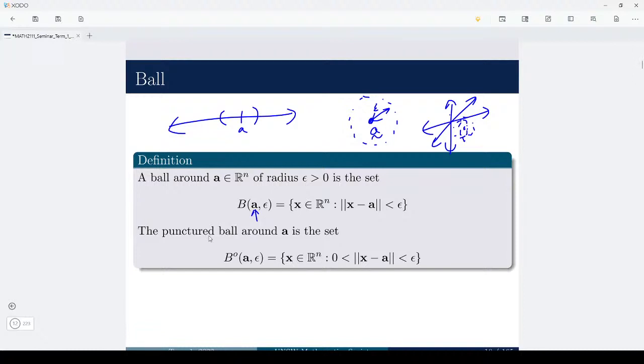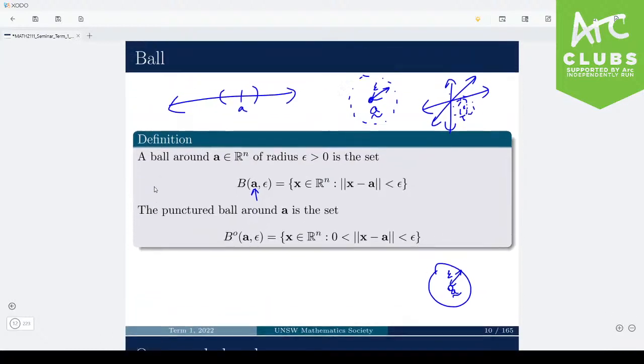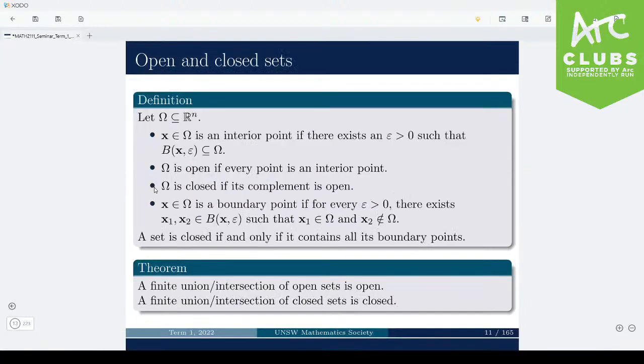Next, a punctured ball is a very similar concept to the ball. It's simply the same thing, but at the very center, where the point A is, it's now open instead. Okay? But it's the same thing. So that's the ball. Next, let's move on to open and closed sets.